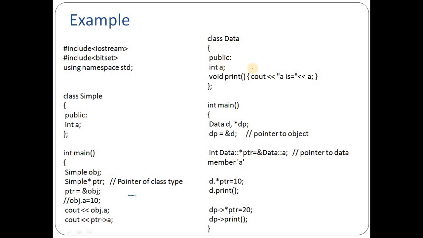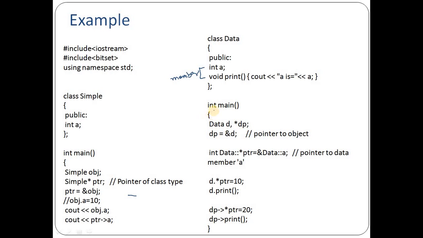This Data class has one variable and one function. All the variables and functions of a class are called members. So this class has two members, one member is a variable, another member is a function. Now we have closed this class and start the main body.